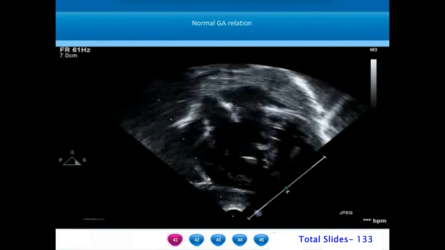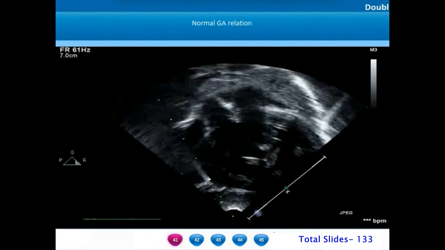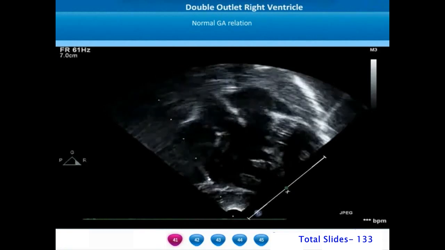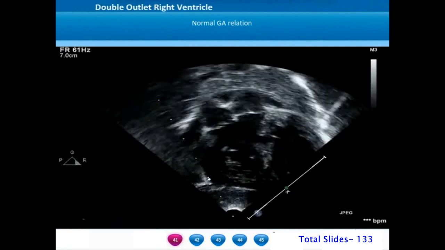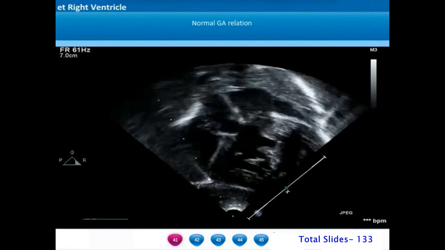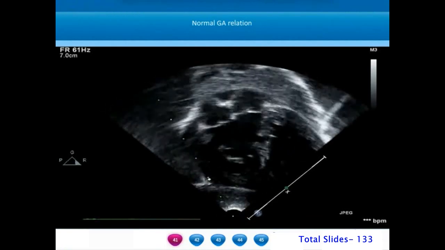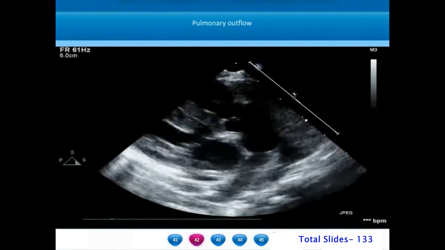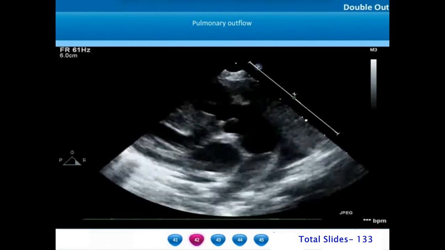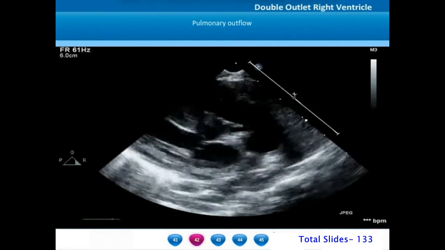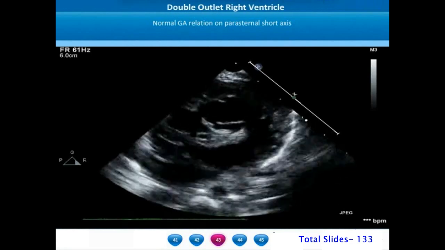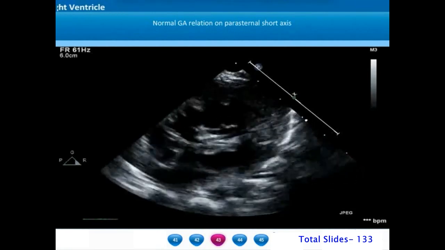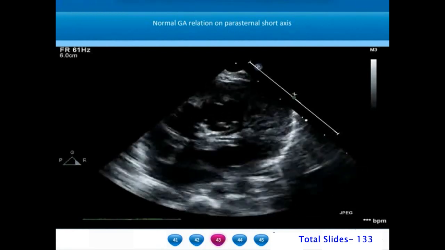On a subxiphoid coronal sweep, we can appreciate both the great arteries arising from the right ventricle and their normal great artery relationship, which means the aorta is right and posterior and pulmonary artery is left and marginally anterior. On a parasternal long axis view here, we see the pulmonary outflow tract. However, the ventricular septal defect is not shown well at all. On a parasternal short axis, we can appreciate the normal relationship of the great arteries, where the pulmonary valve is left and marginally anterior.